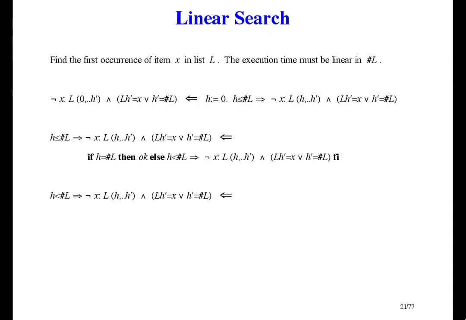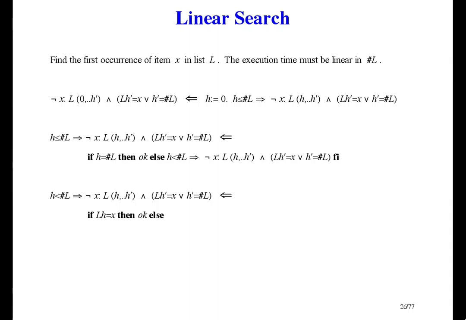Now that we have H less than the length, we can test if LH equals X. And if it does, then doing nothing makes H prime equal to H, so LH prime equals X. And also, there's no X in the list from H to H prime, so both conjuncts are satisfied. Now for the else part.